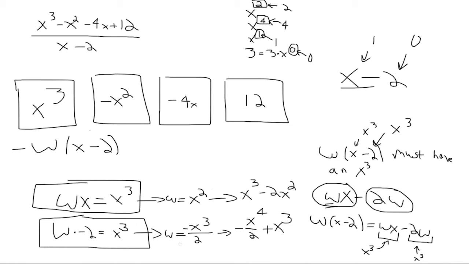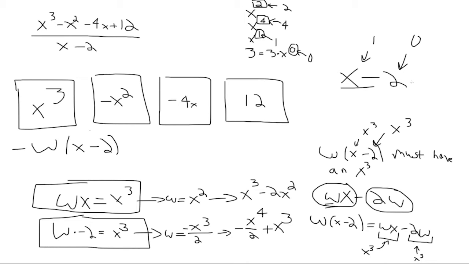Now the problem with doing it this way is that we produce something with an even higher exponent. This x to the 4th has a higher exponent than the x cubed we were getting rid of in the first place. So we knew that one of these terms needed to be converted into x cubed, either the x or the negative 2.